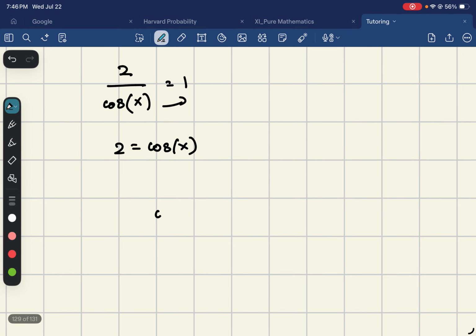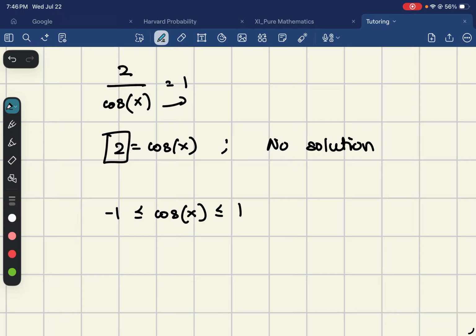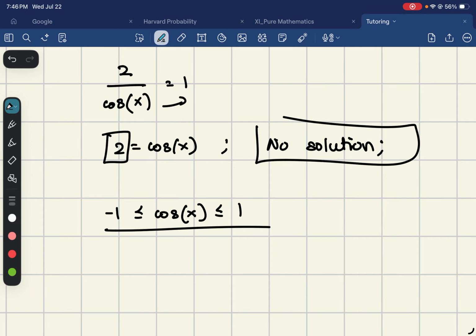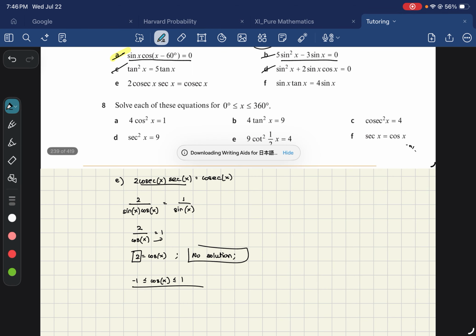If you remember, cosine of x is bounded between positive 1 and negative 1, right? So it cannot be equal to 2. So there is no solution, because cosine of x is always going to be between negative 1 and positive 1. So for E, you have no solution.